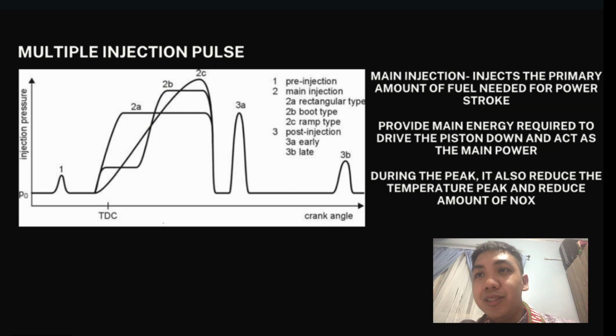The next injector is the main injector, which injects the primary amount of fuel needed for the power stroke. It provides the main energy required to drive the piston down and acts as the main power. So the main injector is the bigger injector. During the peak, it also reduces the temperature peak and the amount of NOx, because it also has the function to limit the higher peak of injection rate. So it reduces the soot very drastically.